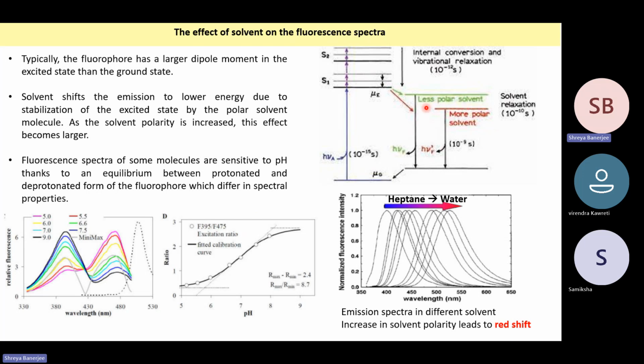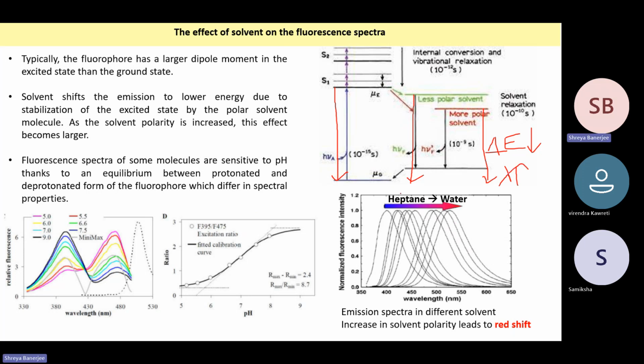So, we are looking at the S1 to S0 transition. Suppose we are doing it in a less polar solvent. So S1 energy comes down to this green level, and this is the emission energy. Or if you have a more polar solvent, stabilization will be even more. So this delta E is lowered for a more polar solvent. Delta E lowered means lambda is higher.